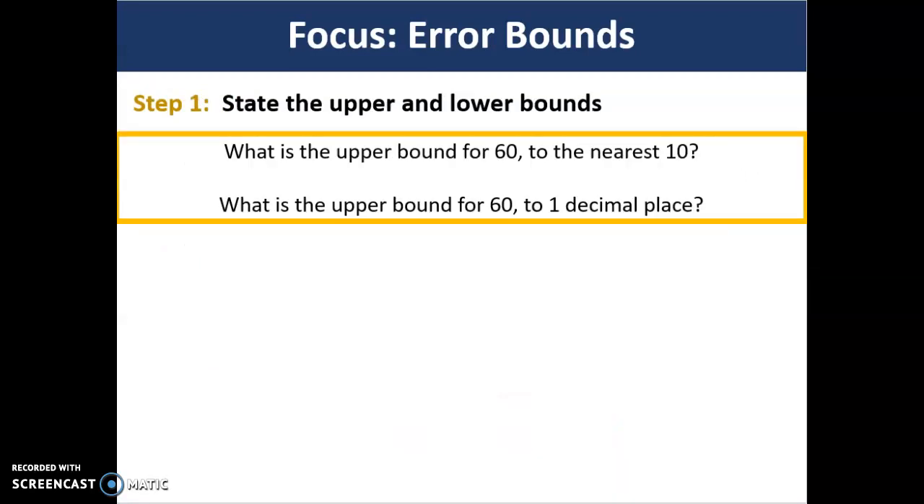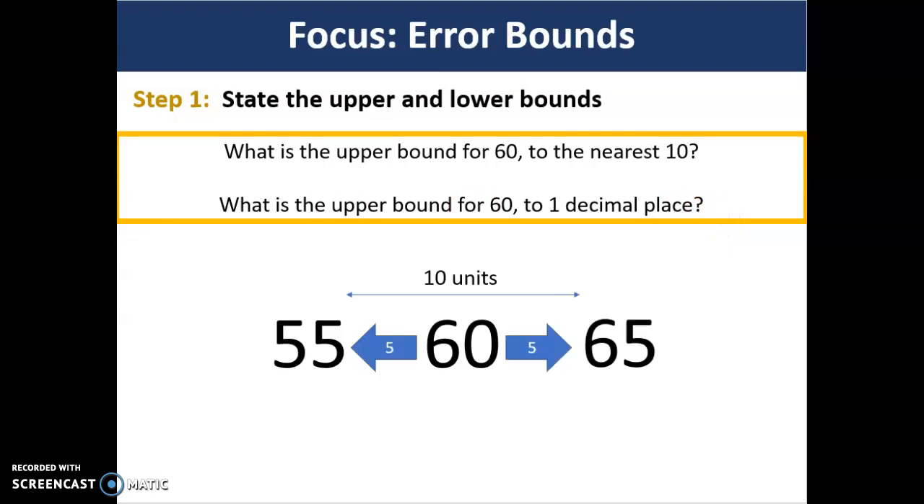So the first thing is, if you give an example, we need to be able to state the upper and lower bounds. So what is the upper bound for 60 to nearest 10? And what's the upper bound for 60 to nearest 1 decimal place? So for the very first one, if you're at to nearest 10, you think of your spread as 10, you cut that in half or you divide by 2, you get 5 each way. So for your upper bound, it'd be 60 plus 5 to be 65. Or if you do want to find a lower bound, 60 minus 5 to get 55.